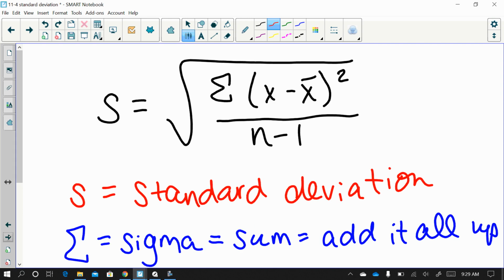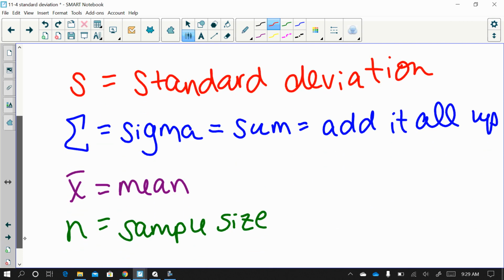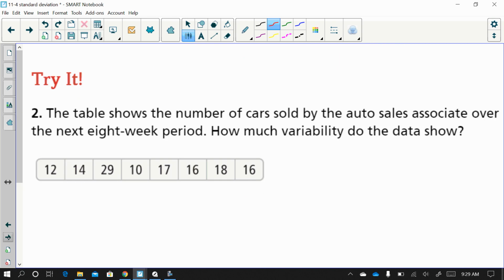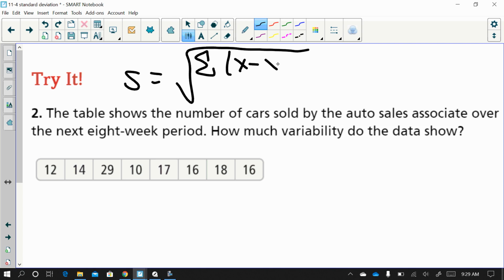Okay, so again, formula one more time. S stands for standard deviation. Sigma is sum, means add it all up. X bar is your mean, and n is your sample size. Okay. So let's do another one. Okay, the table shows the number of cars sold by the auto sales associate over the next 8-week period. How much variability did the data show? Okay, so again, remember s is equal to the square root of the summation of x minus x bar squared divided by n minus 1.